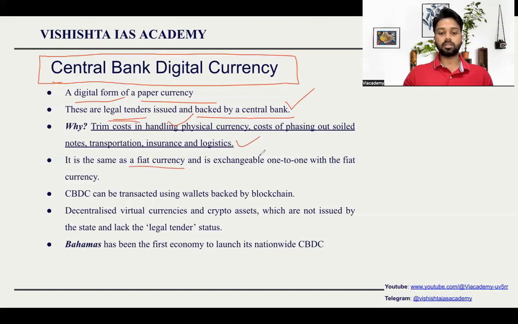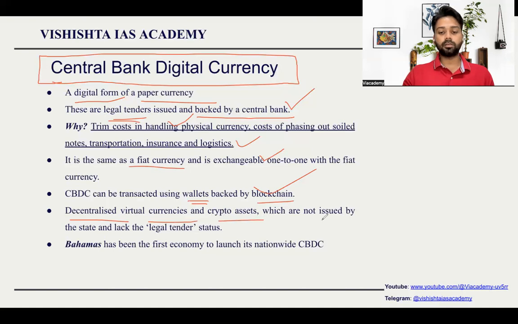It is the same as a fiat currency. It is exchangeable one to one with the fiat currency. So if I have a 100 rupee CBDC in my wallet, and if I have to give 100 rupees to someone, I can just transfer it. That's all. So it will be considered equal to a currency note. It can be transacted using wallets, just like how we have Paytm wallet, PhonePe wallet. In the same way, it can also be done, with a wallet backed by a blockchain. A wallet backed by a blockchain can use CBDC, but CBDC is not a blockchain-based technology.